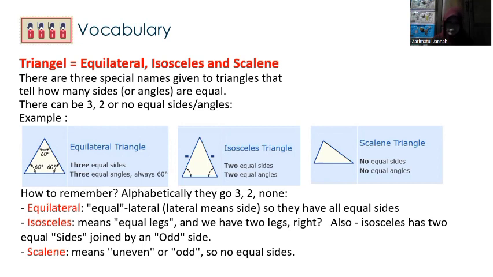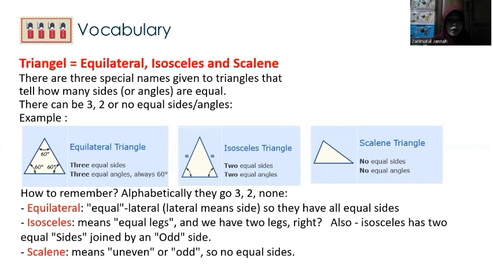60 degrees. Okay, the next is isosceles triangle: two equal sides, two equal angles. And the last, scalene triangle: no equal sides and no equal angles.